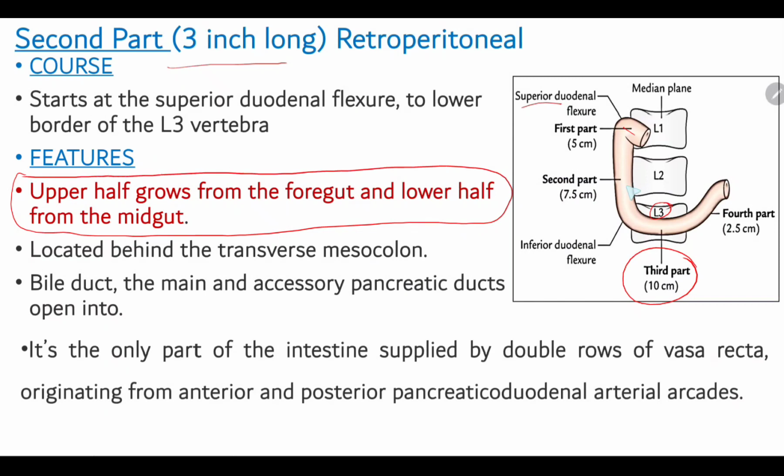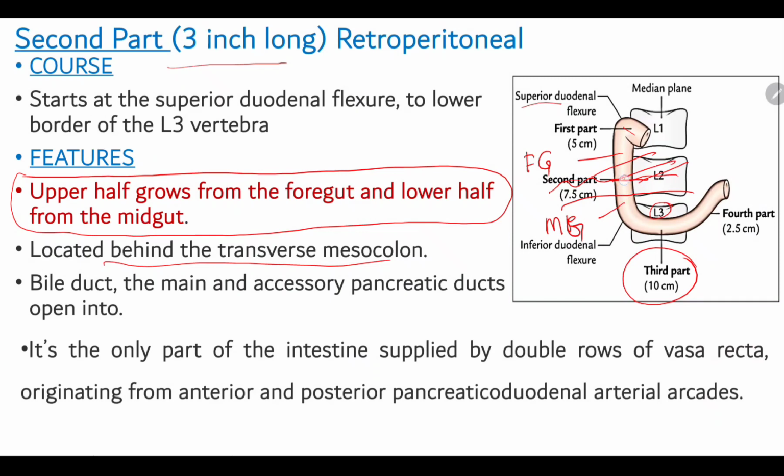Remember the importance of the second part: the upper part of this particular second part of the duodenum develops from the foregut and the lower half develops from the midgut. Here we have the colon and transverse colon. This second part of the duodenum lies behind the transverse mesocolon.